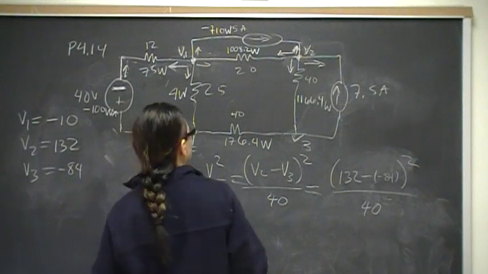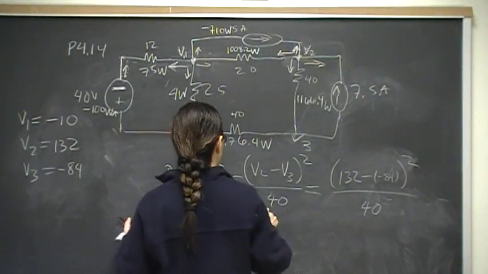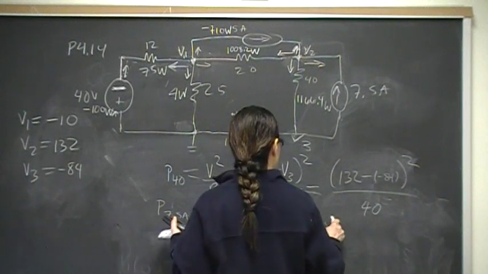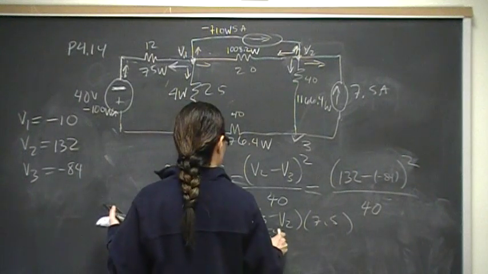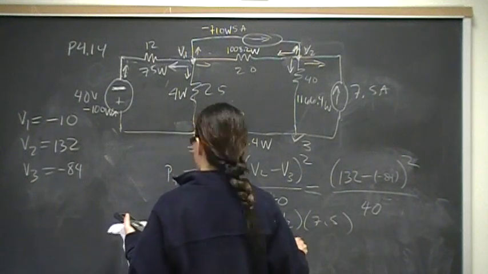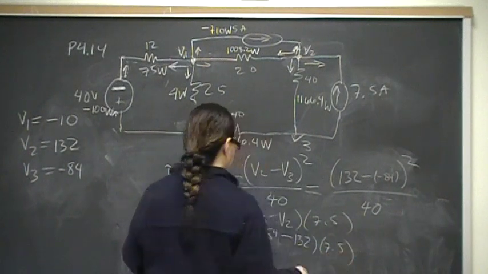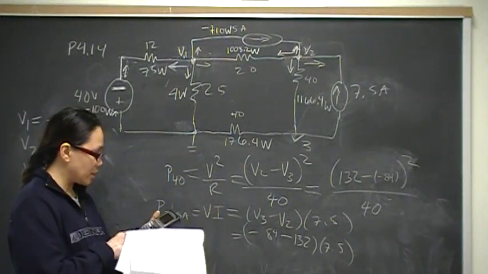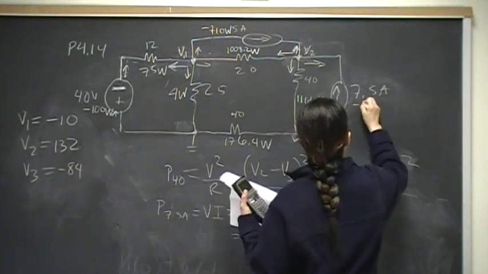And then the 7.5 amps: P sub 7.5 amps is equal to VI. So V then is going to be V2, tail to head, V3 minus V2, times 7.5. This will give me negative 84 minus 132 times 7.5. Negative 84 minus 132 times 7.5 gives me negative 1620.